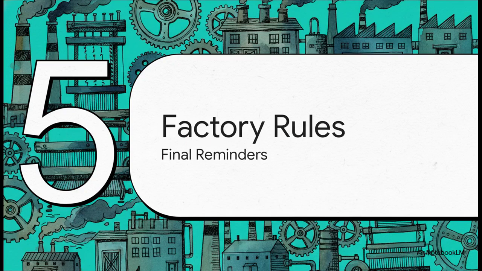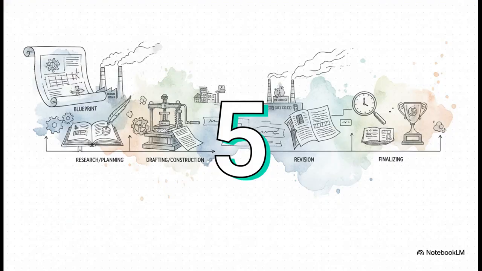All right, just a couple of final reminders. Think of these as the official factory rules. Rule number 1, the timeline. You have 5 days in class to get this done. And hey, guess what? We have 5 stations on our assembly line. It's perfect. Just focus on one paragraph, one station each day. No stress. You've totally got this.